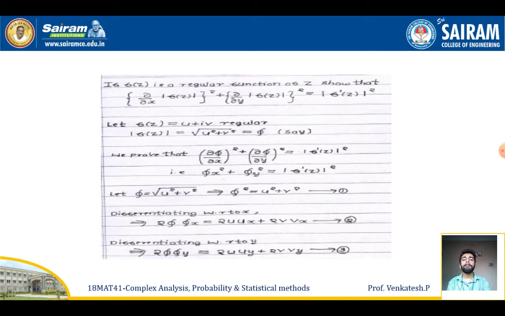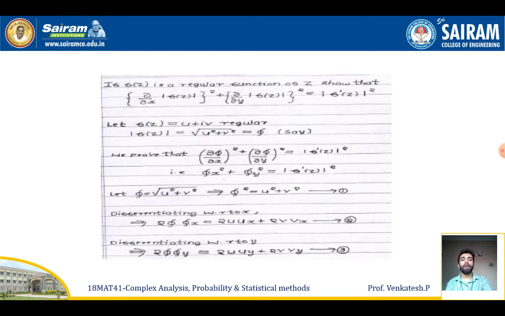One more example: if f(z) is a regular function of z, show that (∂/∂x |f(z)|)² + (∂/∂y |f(z)|)² = |f'(z)|². To prove this, they have given that f(z) = u + iv is a regular function. Since the problem is in terms of modulus, I'll apply modulus on both sides. So |f(z)| is equal to the square root of u² + v². I will consider this as φ.